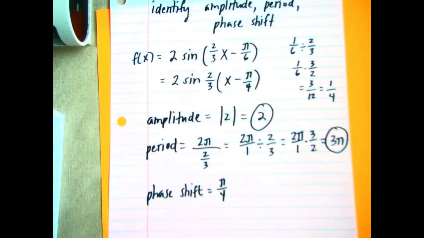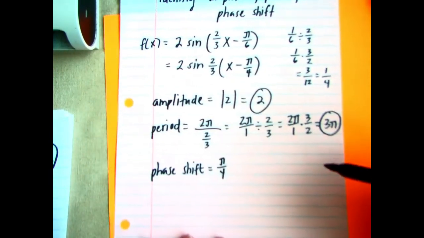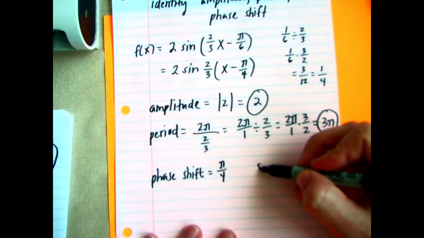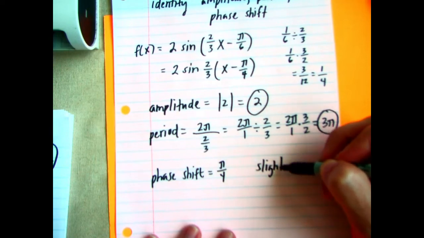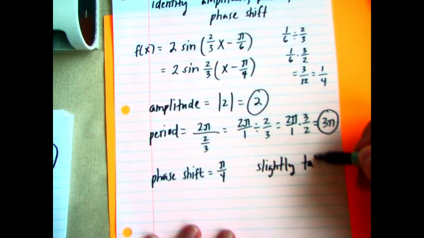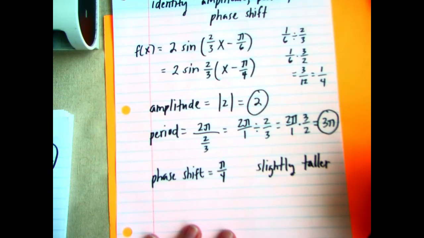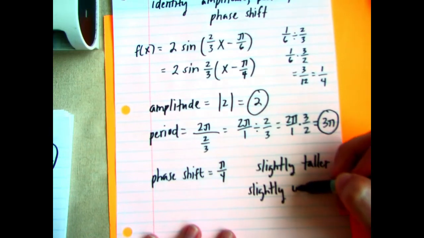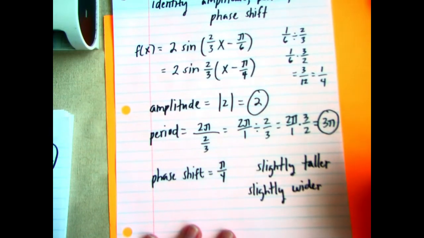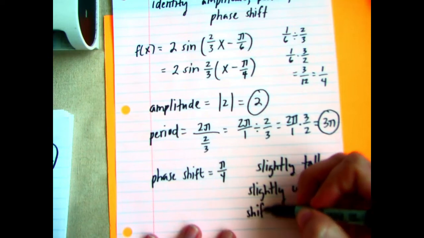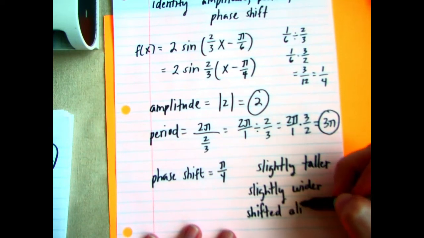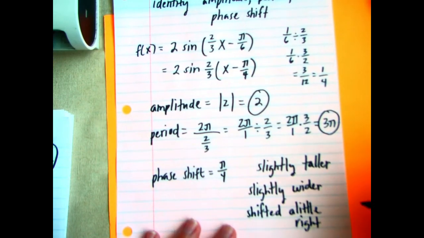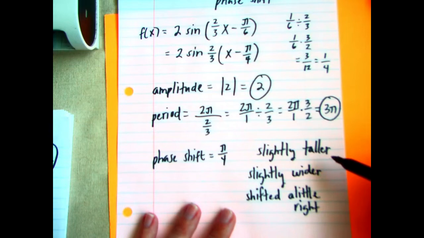So these three characteristics should give you a sense of what this graph's going to look like. Because of the amplitude being 2, it's going to be a slightly taller graph than sine x. Because of the period of 3 pi, it's going to be a slightly wider graph than the original sine x. And because of the pi over 4, it's going to be shifted a little bit to the right. So try to have that picture in your head.